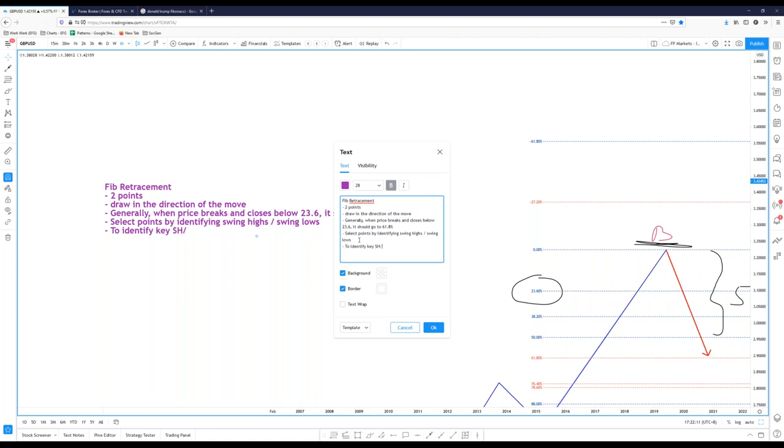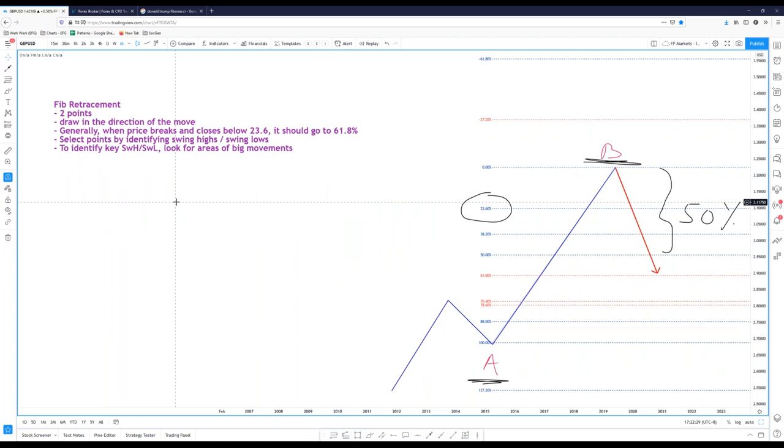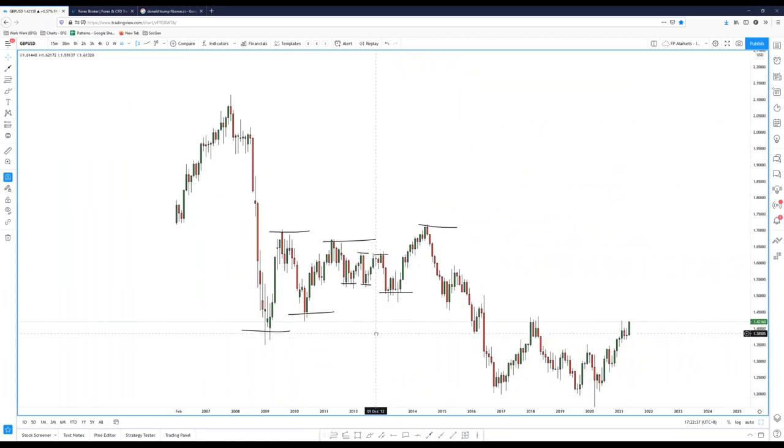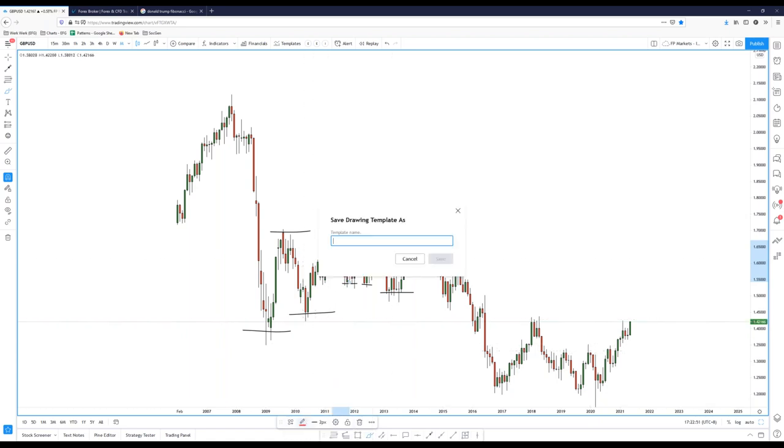Swing highs, swing lows. Just type it, so it's easier for you. To identify key swing highs and swing lows, look for areas of big movements, where price pushes really, really violently. So look over here, price comes down. I'm going to change the color a bit, to blue, so it's easy to see. Not really easy to see. Perhaps red. No, red is a bit hard to see as well.